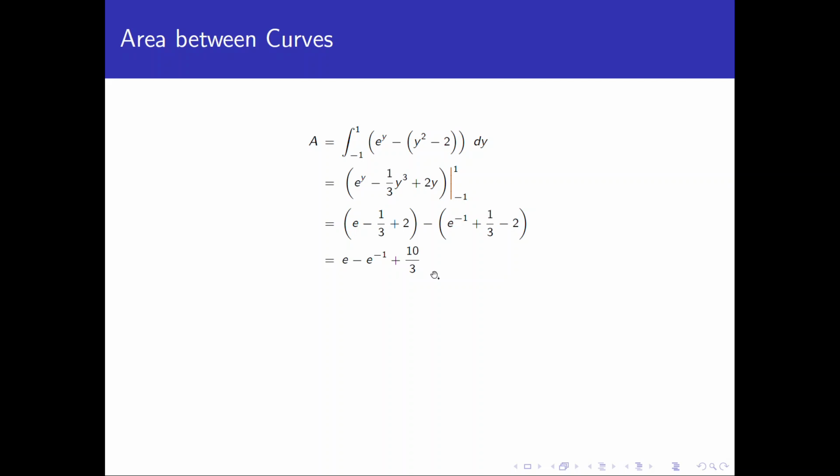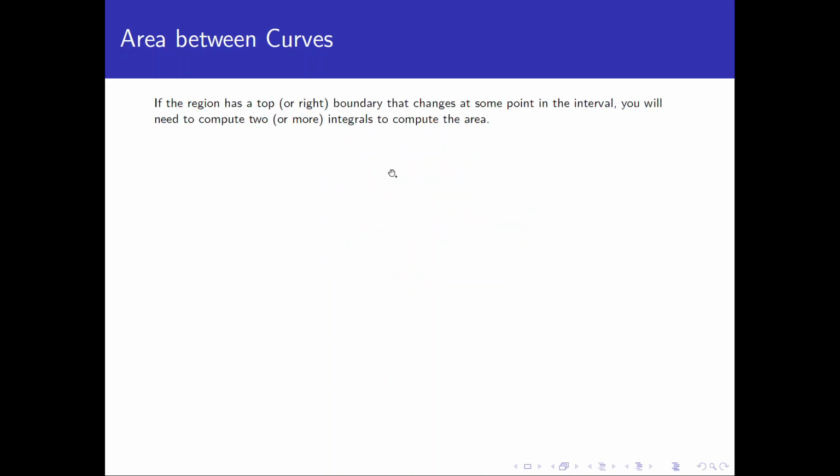So again, notice we did this in the exact same fashion that we did for functions of x. This just was an easier way to do this with the way that the functions were given to us in terms of y. All right, so what happens if we have a top or a right boundary that changes at some point in the interval? So typically when that happens, we'll have 2 or more integrals that we'll have to use to compute the area. So let's look at an example of that.